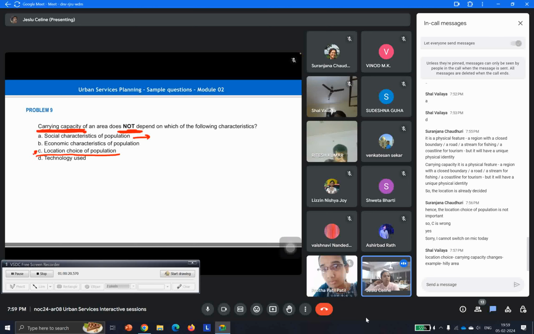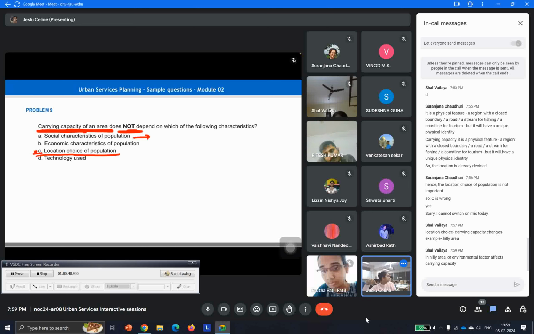I see a comment over here: location choice, carrying capacity changes, for example, the hilly area. So again, in this location choice, the hilly area or that region as a whole is what we are talking about. We are talking about the carrying capacity of this region, right? Yes, that's a very valid point. It's good that you have asked this.